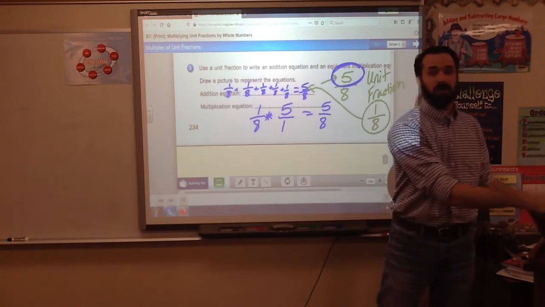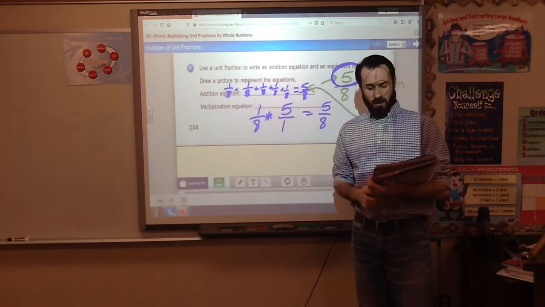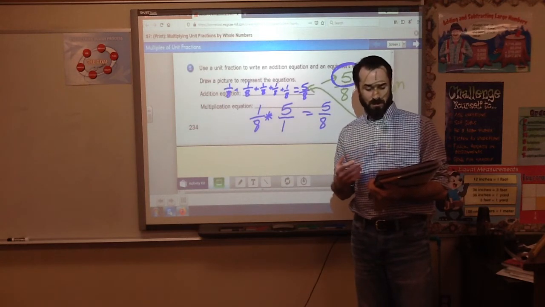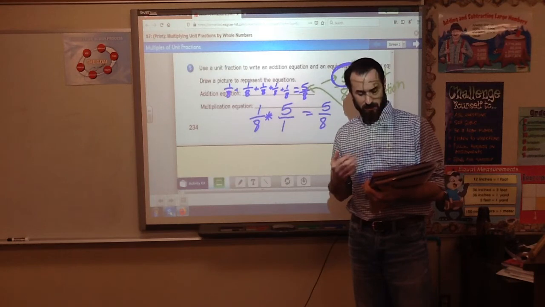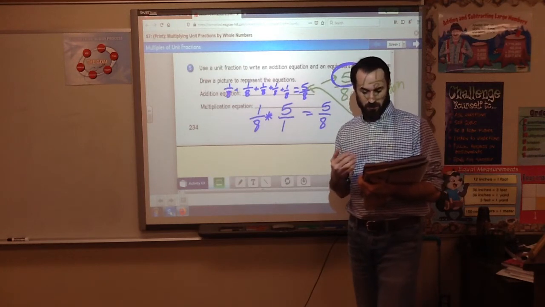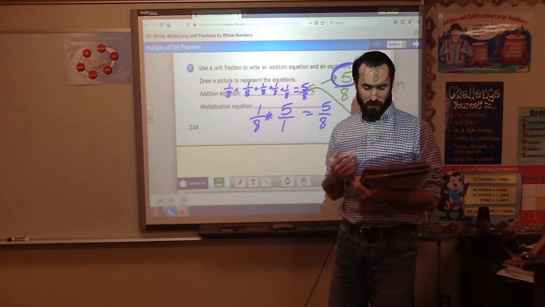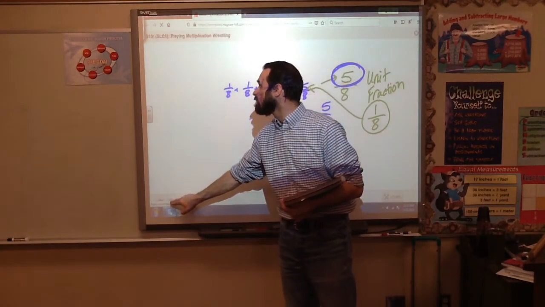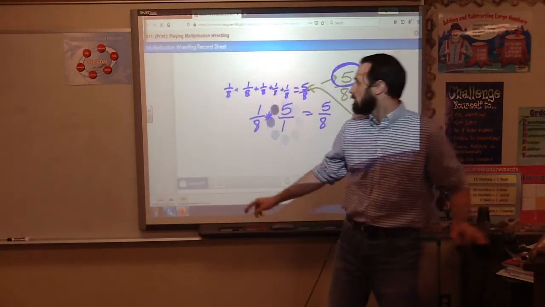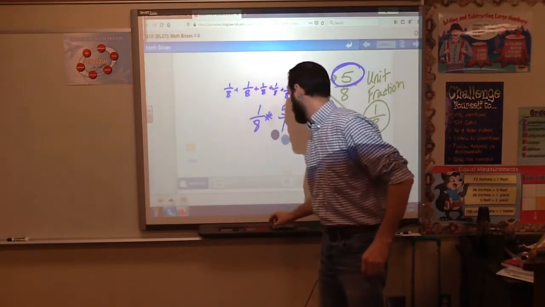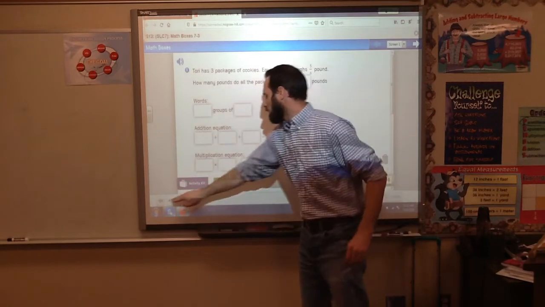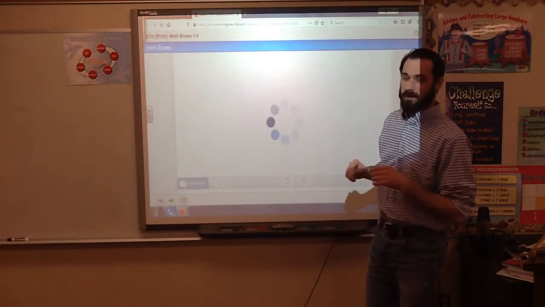That's multiplying unit fractions. If you have time today, my assignment for you is page 236. It's your math boxes. If you look at box 1, I could probably even go there and show you what it looks like on your screen.